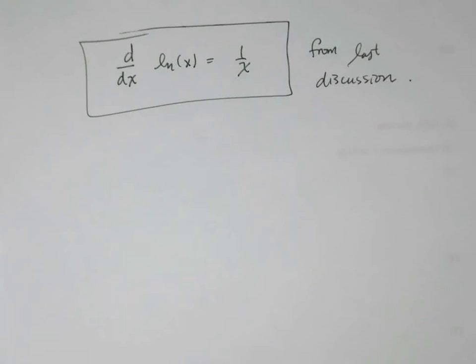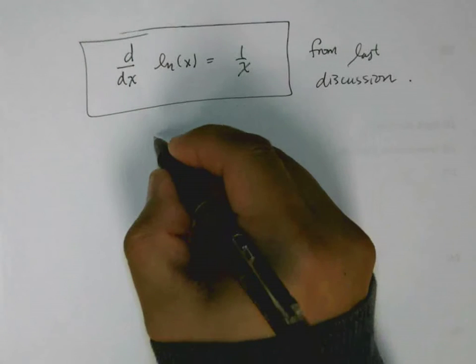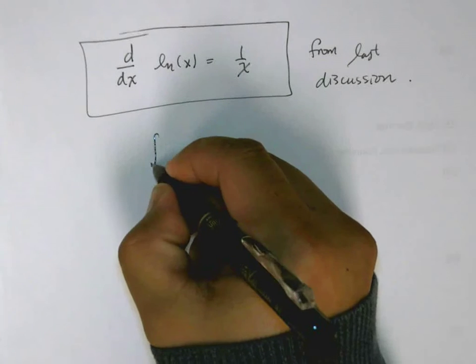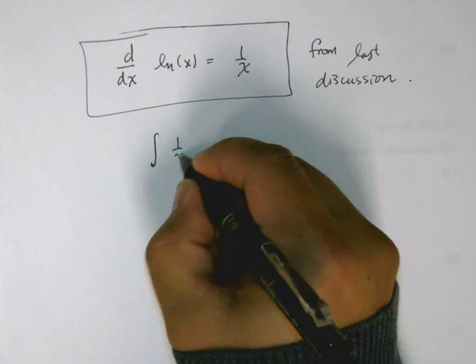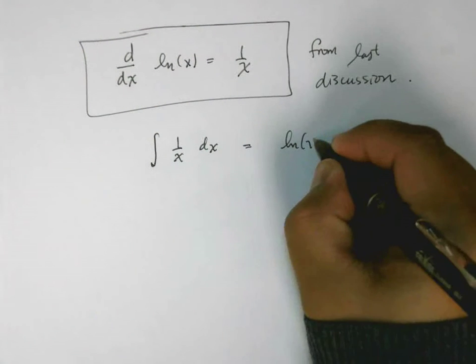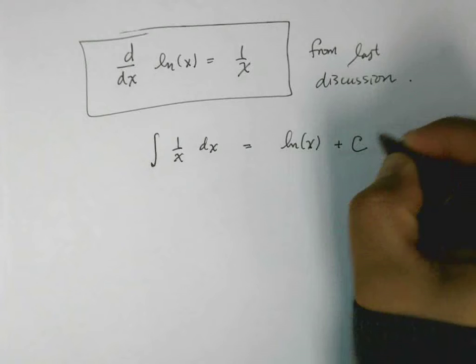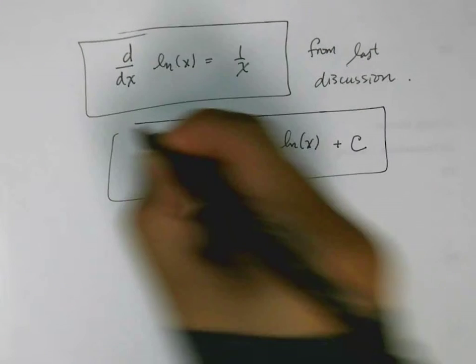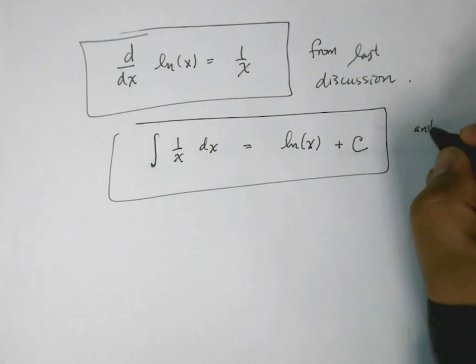From the last discussion, we ended on this point that the derivative of natural log of x is actually 1 over x. One more thing that we can extract from this is that the indefinite integral of 1 over x dx is then equal to the natural log of x plus a constant. This is just using the fact that we have an antiderivative.